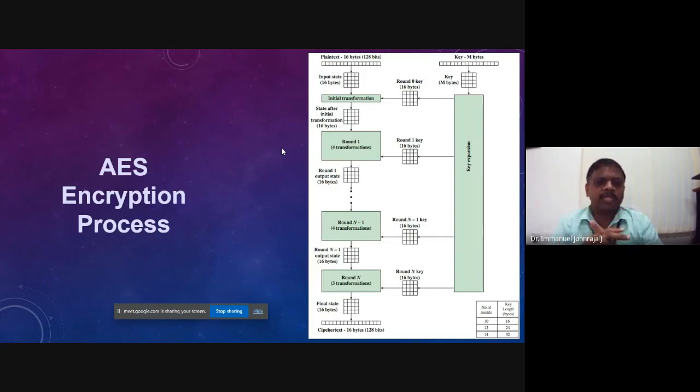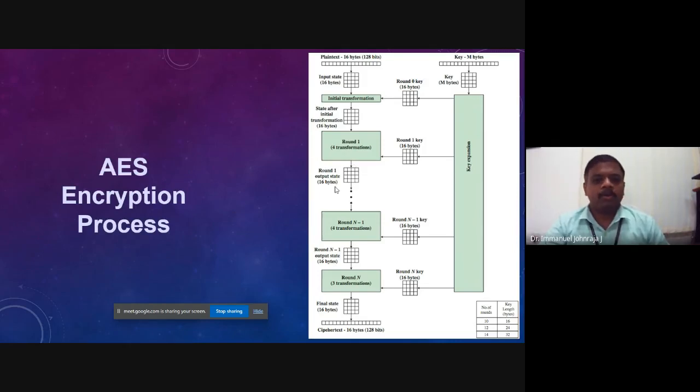There are 4 steps which are happening. All of them put together is called a transformation. So there are 4 transformations happening in one round. And parallelly, the round key is also generated during that time. And then the output is going to another state.